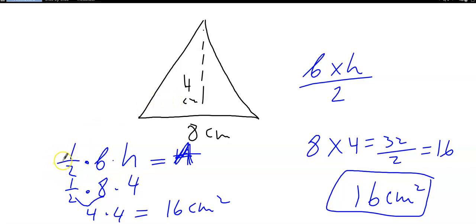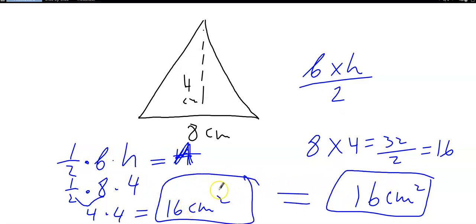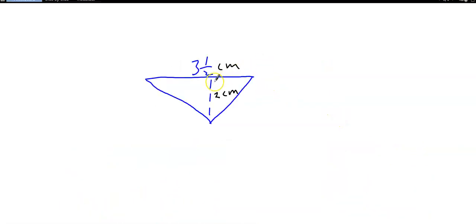So we do 1/2 of the base times the height. We can also do it this way, base times height divided by 2. But this way works as well as the other way, and both give you the same exact answer, 16 squared centimeters. What if we have a triangle that is flipped upside down? Well, you still have to do the same thing. You have to do the base multiplied by the height. So it's going to be 3.5 multiplied by 2. But remember that that overall answer has to then be divided by 2.